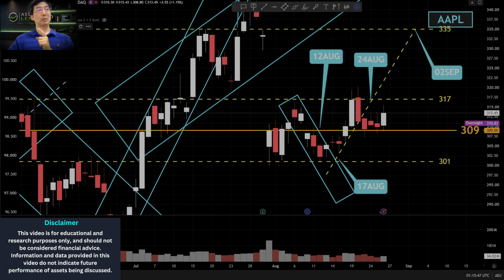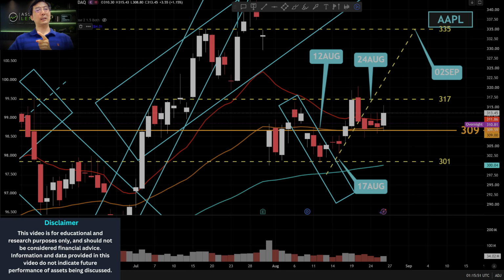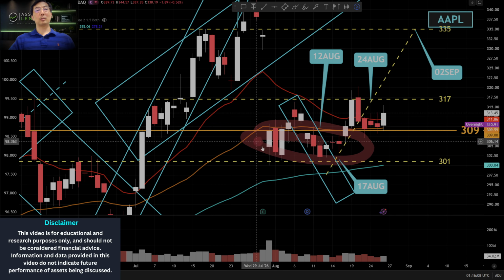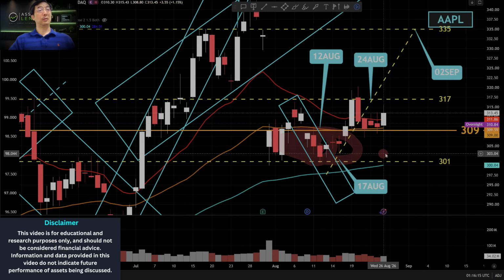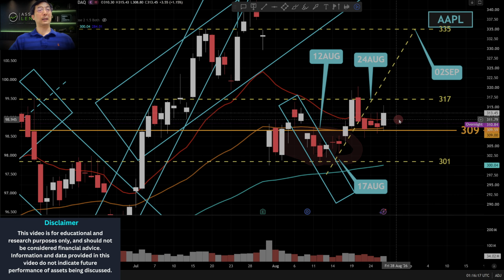Before we go, just want to quickly check. If you look at these 20, 50, 100 days moving averages, the price is trying to stay above the 50 days as of this moment. Okay, so if it breaks the 309, that means it is going to break the 50 days as well. Not that it can't, because that's what happened back in the early part of the month. Okay, so let's see how that evolves.